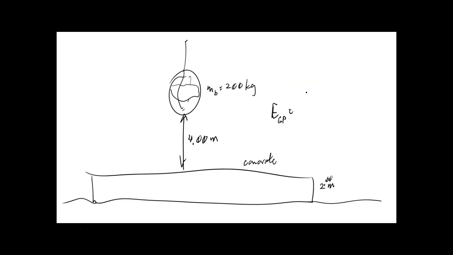If you got your book, it's on the previous page. What is the gravitational potential energy? What's the formula for it? M G H. Perfect. What's M? Mass. And what's the mass of this ball? 200 kilograms.